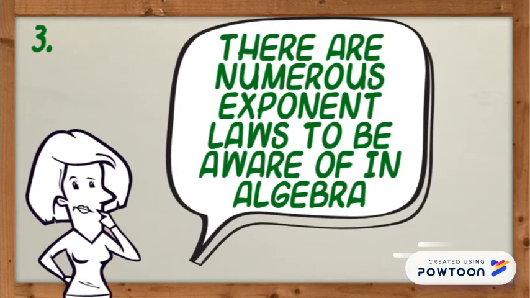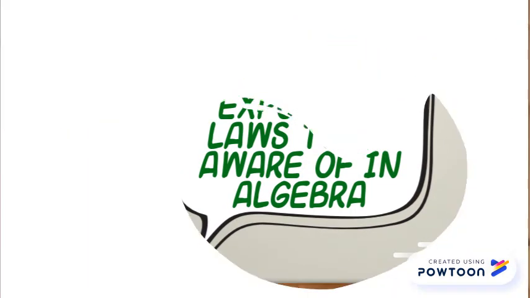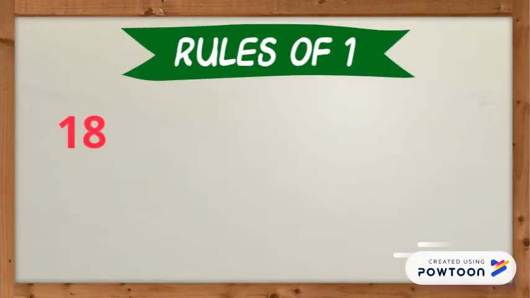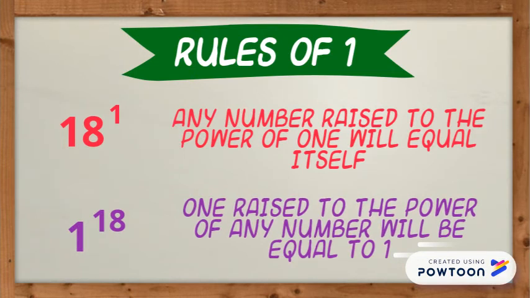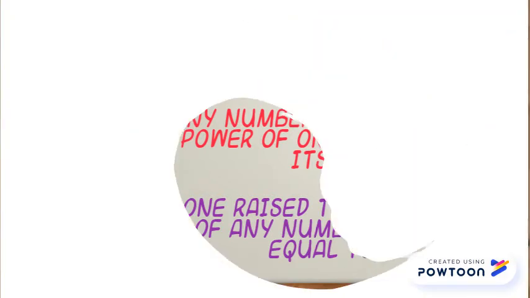Number 3. There are numerous exponent laws to be aware of in algebra. Rules of 1. Any number raised to the power of 1 will equal itself. This is because 18 does not have a second 18 to multiply itself by, and so it remains as is. The second one is 1 raised to the power of any number will equal 1. This is because 1 times 1 times 1, 18 times, is still equal to 1.